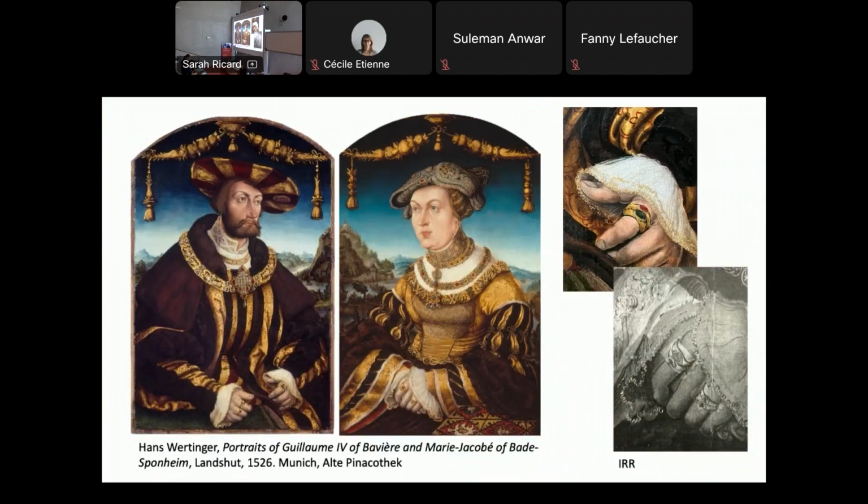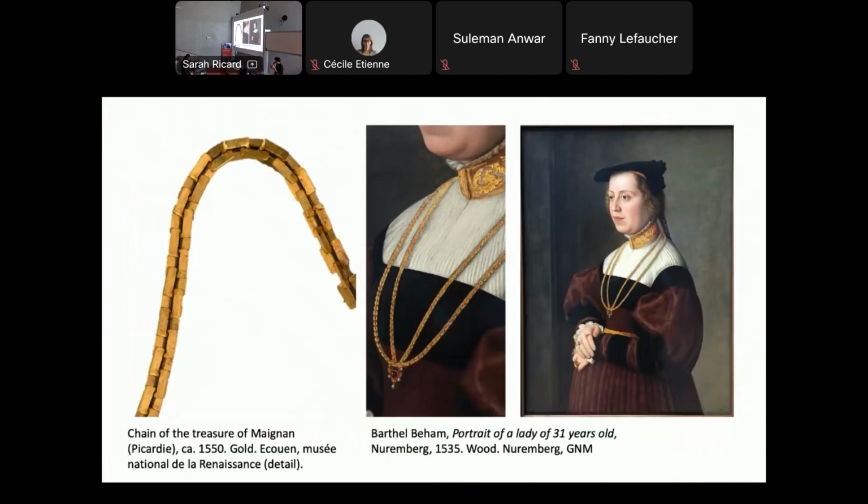So this is the case here with these portraits by Hans Wertinger of very golden figures. But what is very interesting here is in the IRR, where you can see very clearly the contour of the leaf, later covered with paints in order to depict both the fingers and the rings, as well as the stones in green and in red. So it really shows also the way that paintings are made, with this very clear appreciation of the leaf and how the leaf was also employed directly in the preparation.